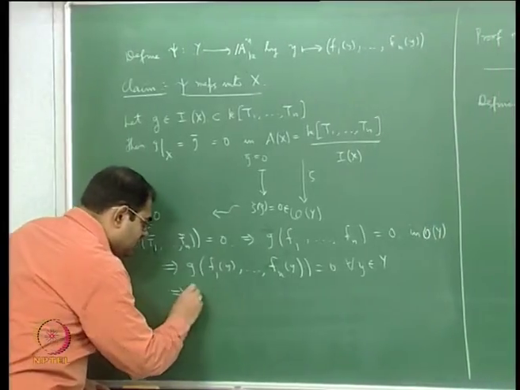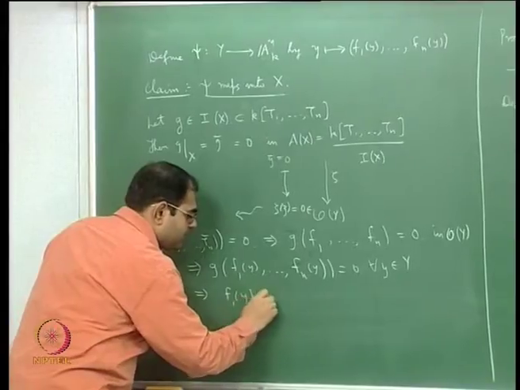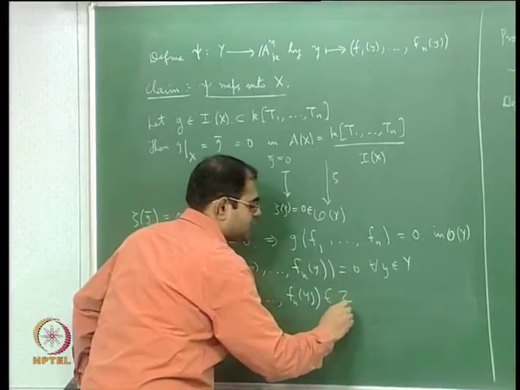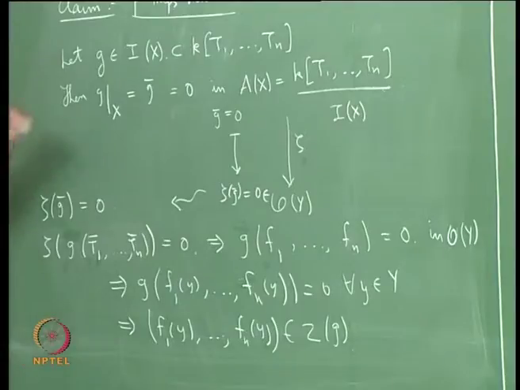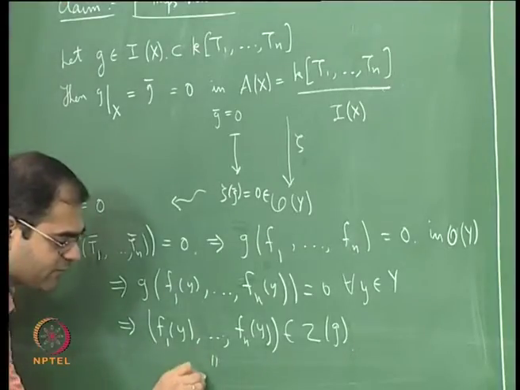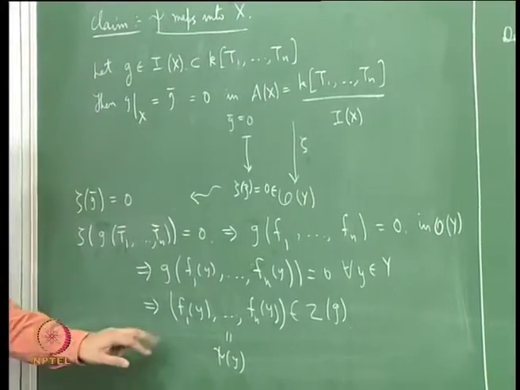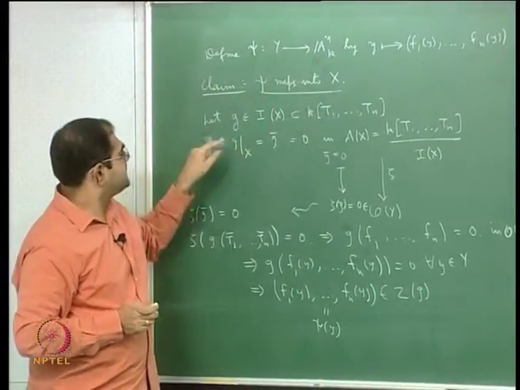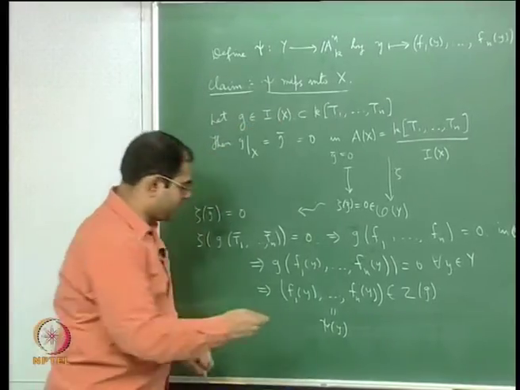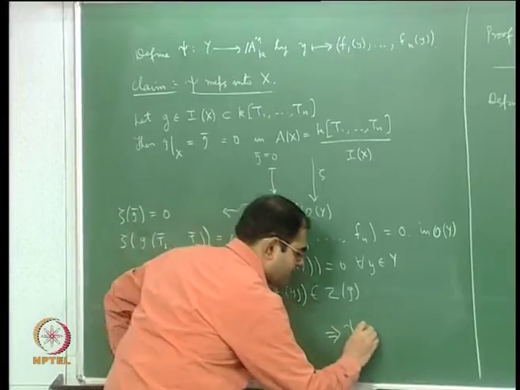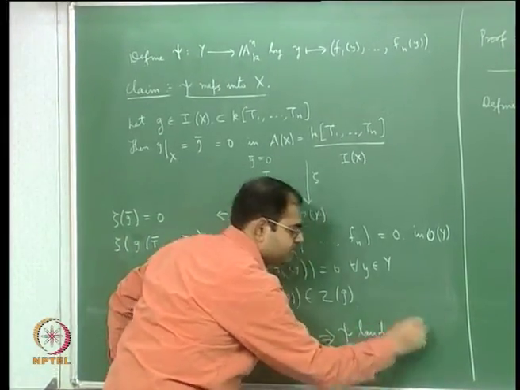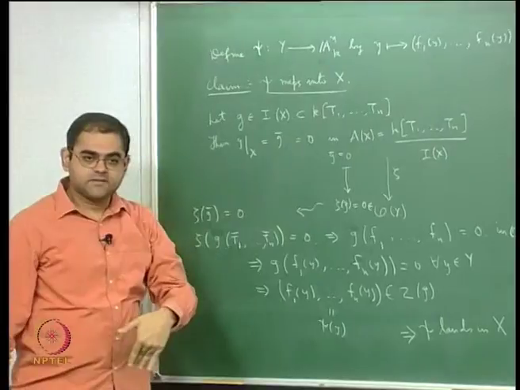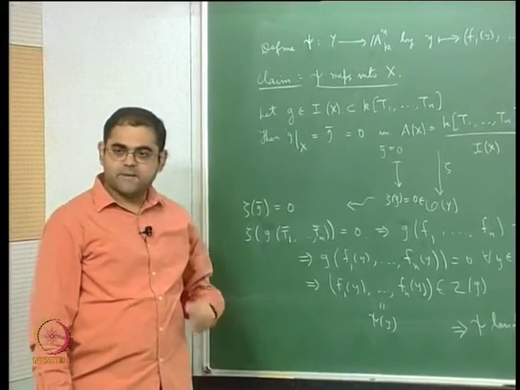But what does this mean? This is the same as saying that the point with coordinates F1 of y through Fn of y is actually in the zero set of G. So what I have proved is, but what is this point? This is just psi of y. I proved that for every small y in capital Y, the corresponding point psi of y is a zero of every function G which is in the ideal of X, and that tells you that psi lands in X. So therefore this map that you got from Y to A^n actually factors through the closed subset X, so you actually have a map into X.